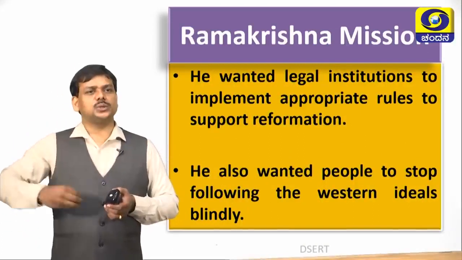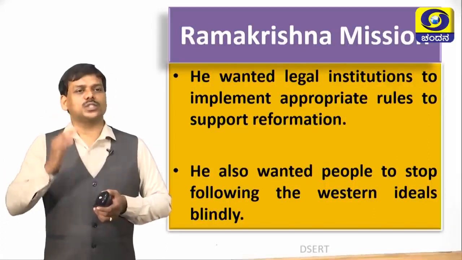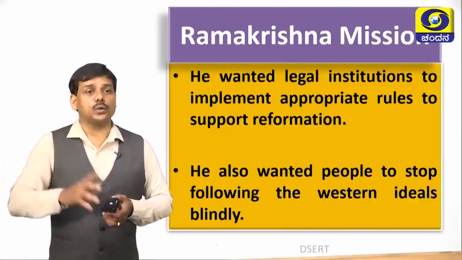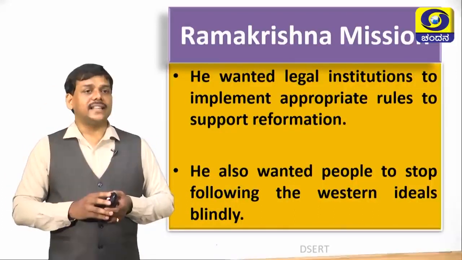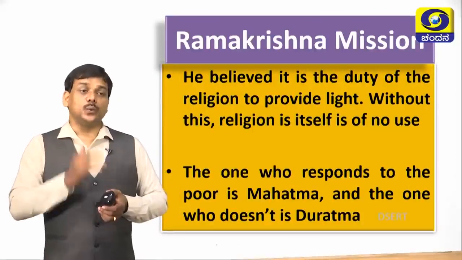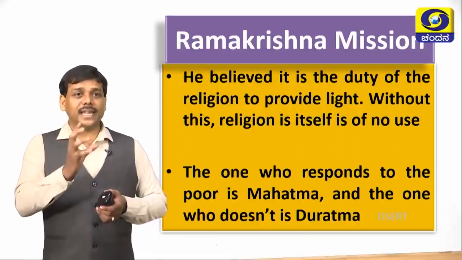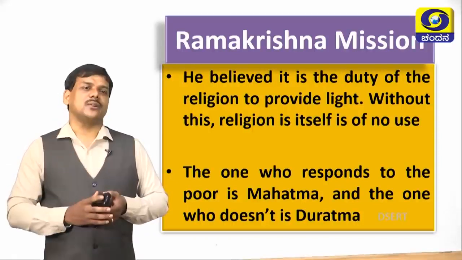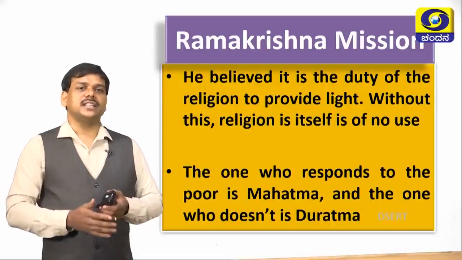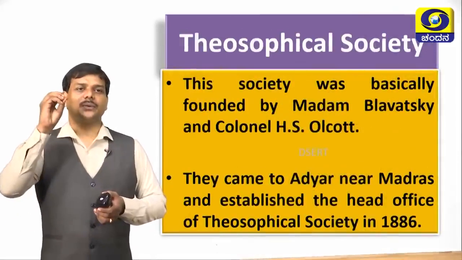He wanted legal institutions to implement appropriate rules to support reformation. He also wanted people to stop following Western ideals blindly. He believed that it is the duty of religion to provide light. Without this, religion itself is of no use. The main aim of religion is to provide light, according to him. The one who responds to the poor is Mahatma. If he does not respond, then he is Duratma. This was said by Swami Vivekananda.